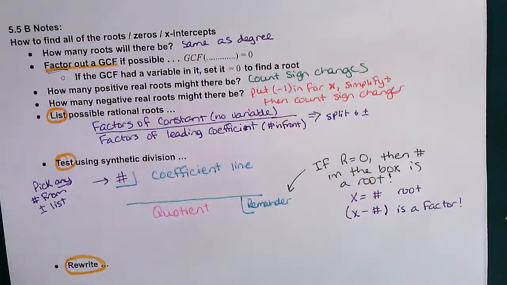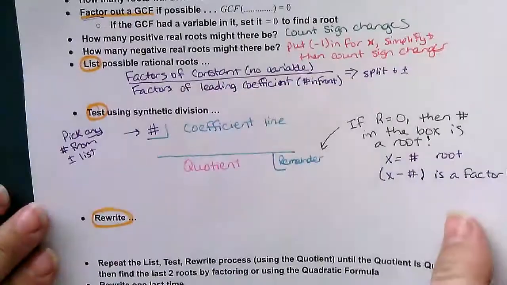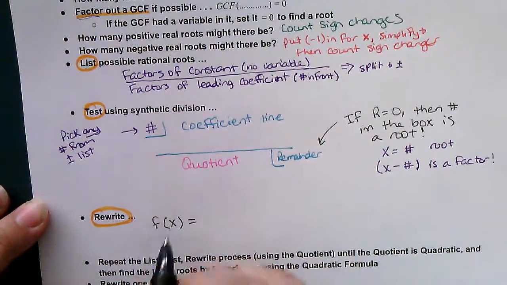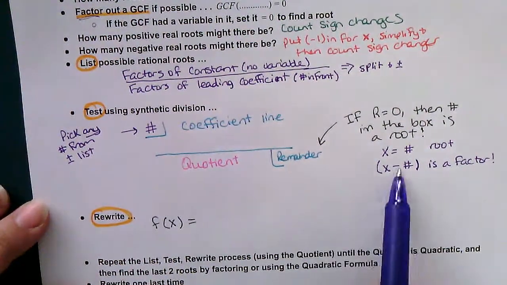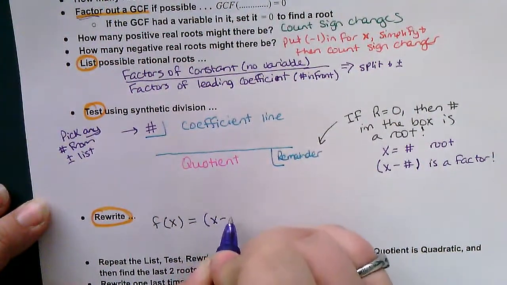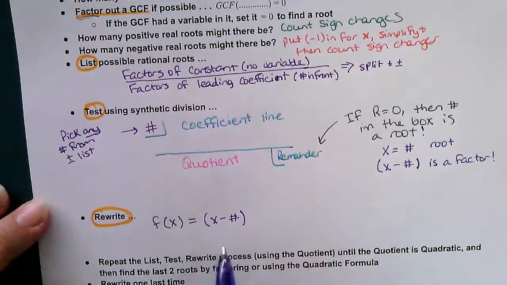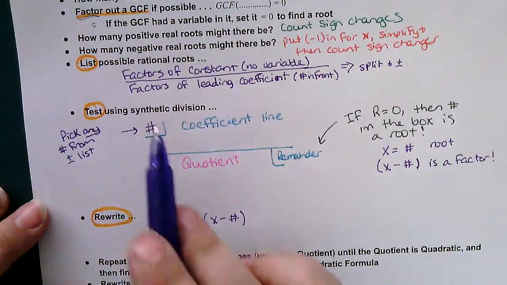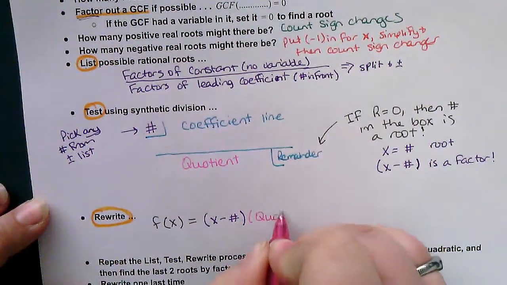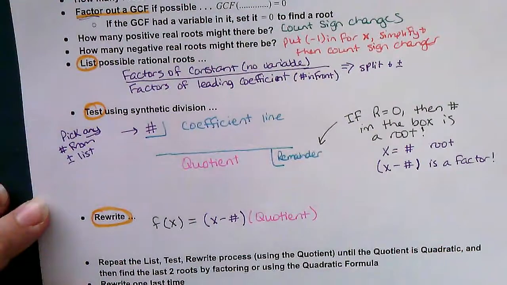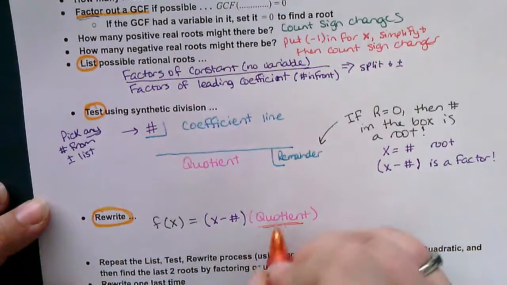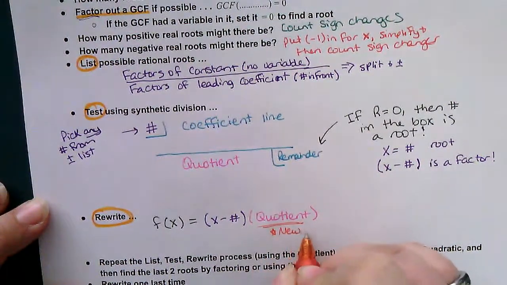Okay, so then what is this rewrite step about? Well, what we do for rewriting is we do f of x, or you can use y, it doesn't matter. You write the factor from this number. So say this was 2, it would say x minus 2. Say it was negative 7, it would say x plus 7. So whatever that number is what goes first here. And then we have the quotient. Now, this is very, very important. This is now my new problem.